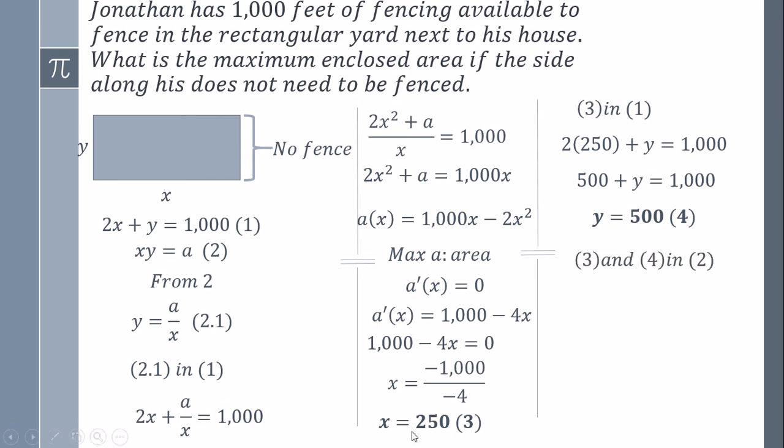Now I have 3. I have 4. So I'm going to put in 2 in order to find out the maximum area. So it's going to be 250 times 500. It's going to be the A. So remember, it's feet, so the area is going to be feet squared. So the maximum area given these characteristics without one fence is going to be this part.